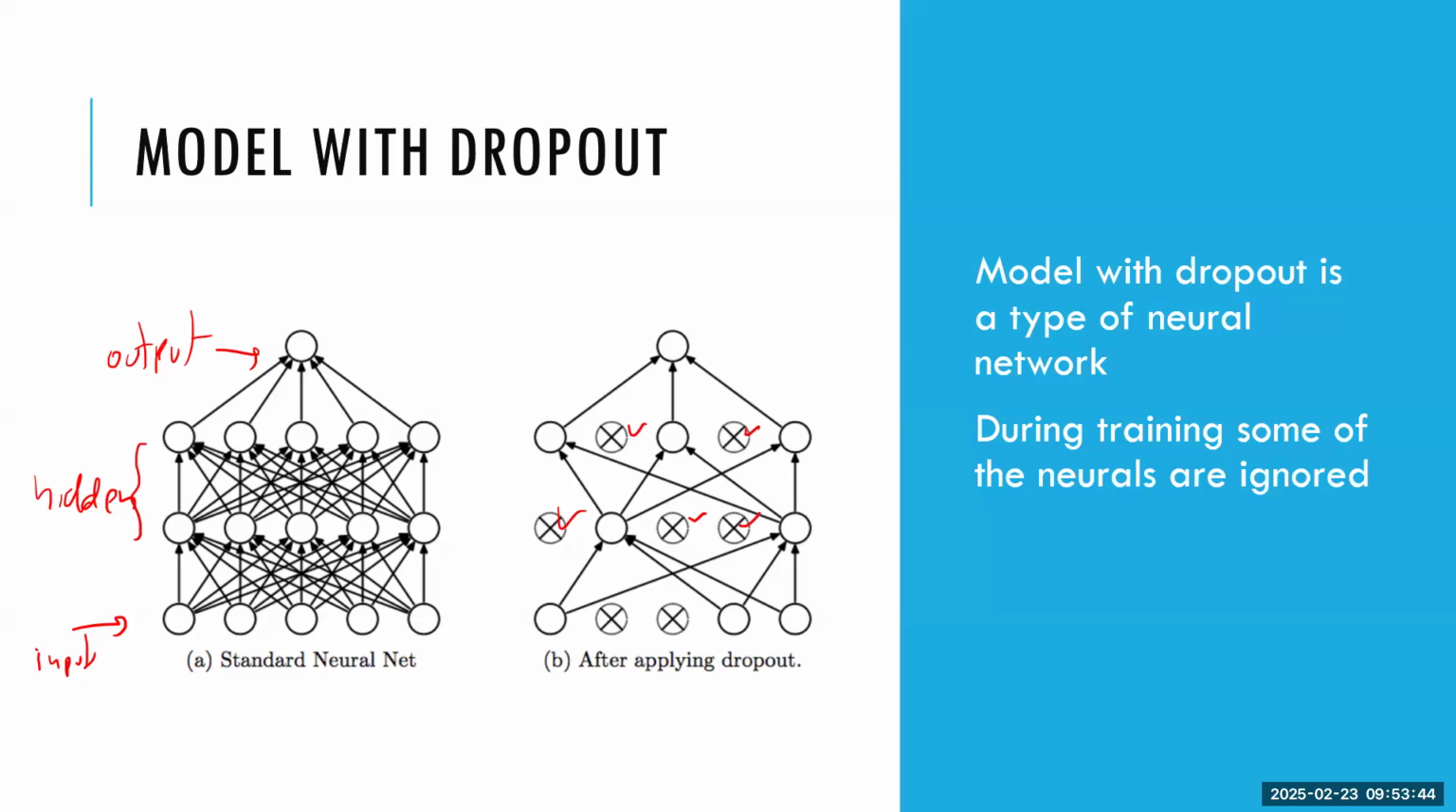Basically, some node just becomes zero. It just doesn't send out any signal, no matter what input comes to it. And at each training step, you pick a different node to be inactive. It doesn't have to be the same node. So that is the model with dropout.